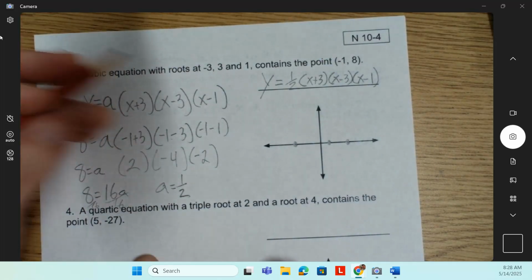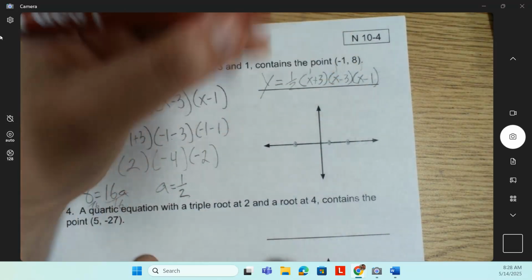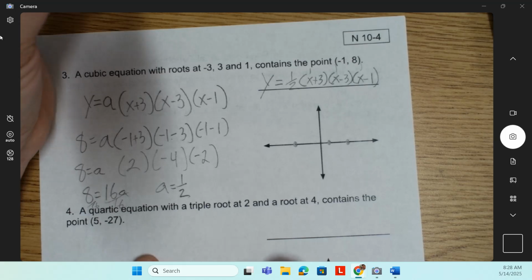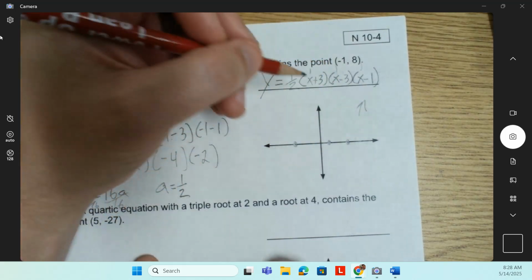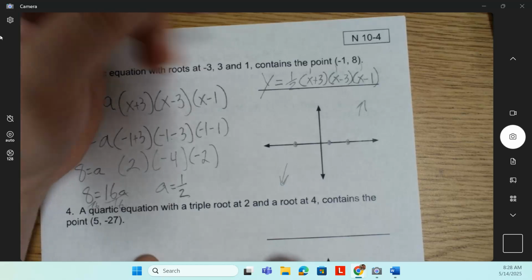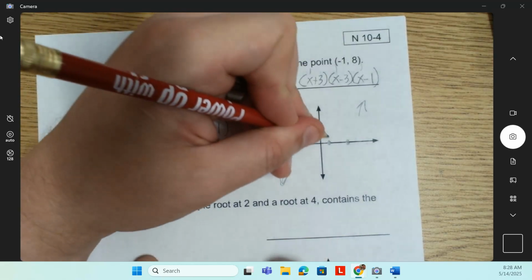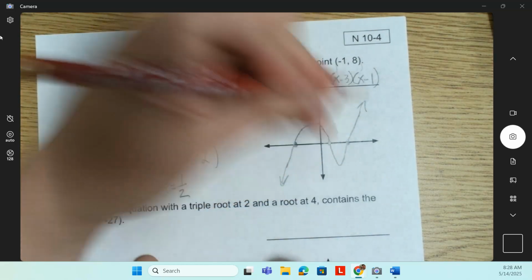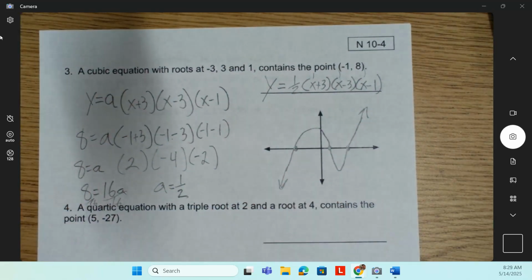And for this one, it's cubic. Got one at each. It's positive up front. So it's going to go up on the right side. Down on the left is our end behavior. And it's just one for each. So we go straight through each time. And we've got the graph of our function.